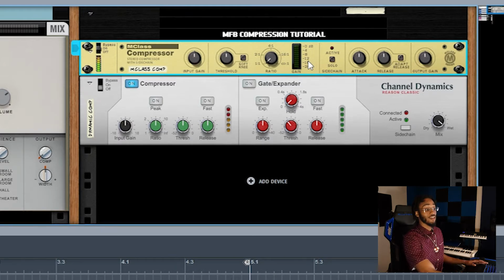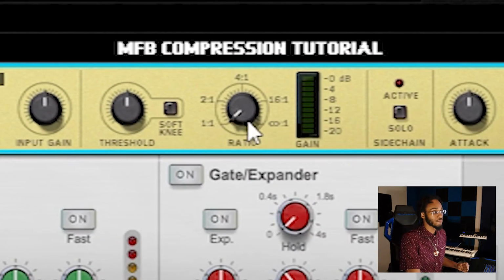Now, as we can see, there's actually nothing happening at all. What we're gonna do though is go ahead and crank the ratio all the way up so that we can see the compressor in full action.